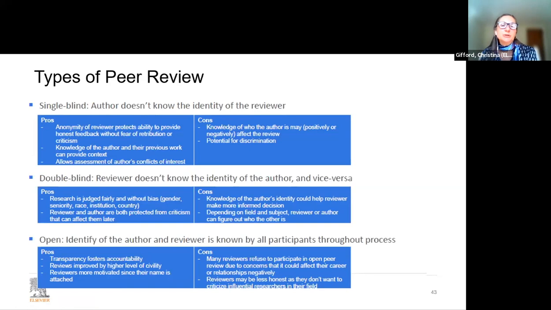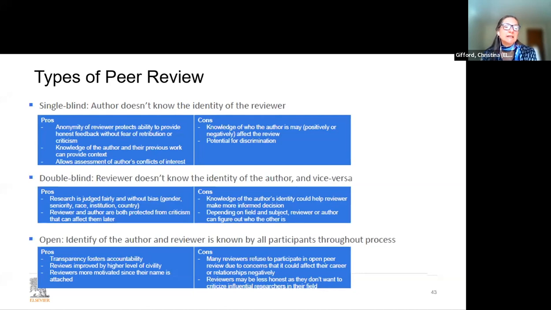Types of peer review. There are 3 different types that can occur. One is single blind, where the author doesn't know the identity of the reviewer. These have pros and cons. Actually, all 3 of these have pros and cons.